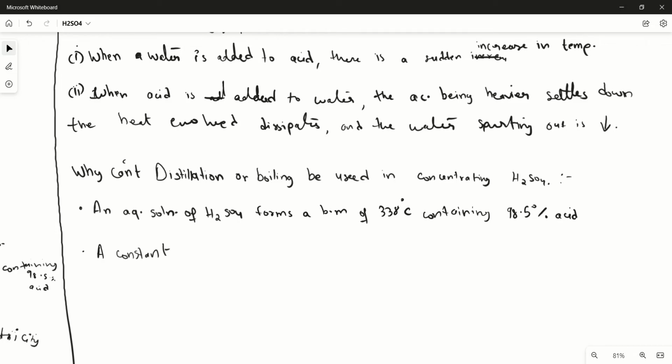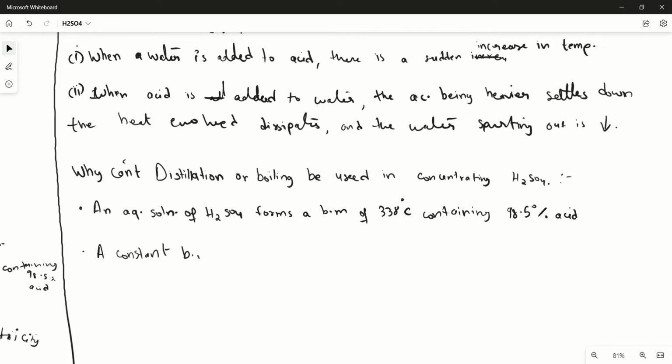So you can just write, an aqueous solution of H2SO4 forms a boiling mixture of 338 degrees Celsius containing 98.5% acid. Distillation or boiling cannot be used to concentrate sulfuric acid, as a constant boiling mixture is one which boils without changing composition. Hence, on boiling, the above mixture evolves the vapors of both acid and water in the same proportion as in the liquid mixture.